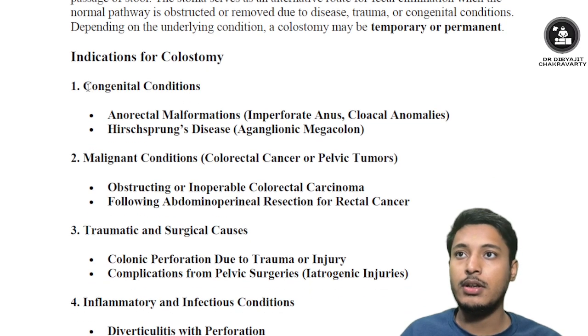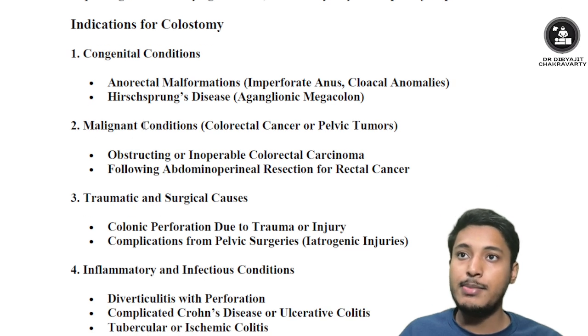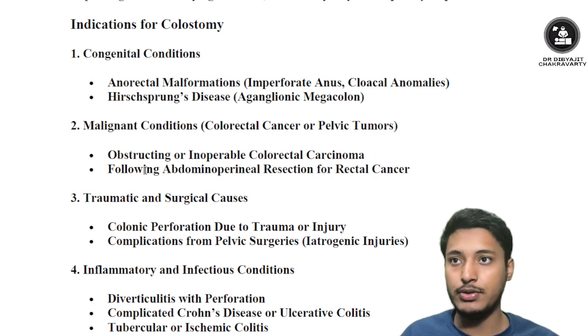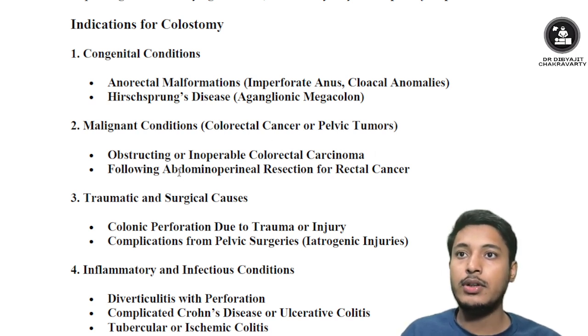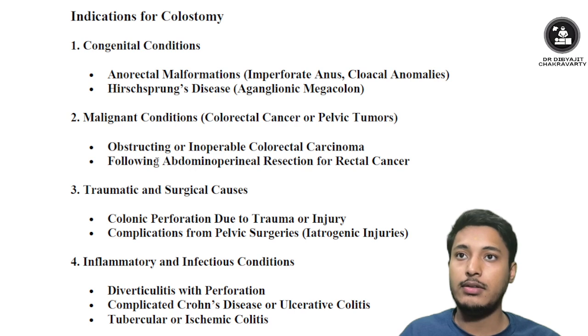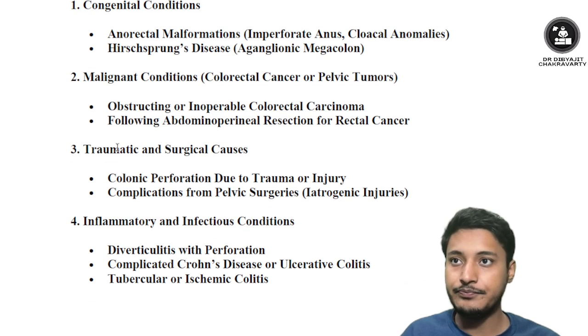Indications for colostomy: congenital conditions like anorectal malformations, that is imperforate anus, cloacal abnormalities, etc. Hirschsprung disease, that is aganglionic megacolon. Secondly, malignant conditions like colorectal cancer or pelvic tumors, which include obstructing and inoperable colorectal carcinomas, where the colostomy is done as a palliative procedure. Following abdominoperineal resection for rectal cancer, there may be a permanent end colostomy.